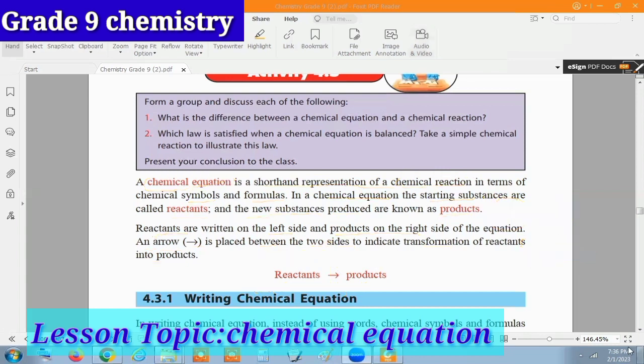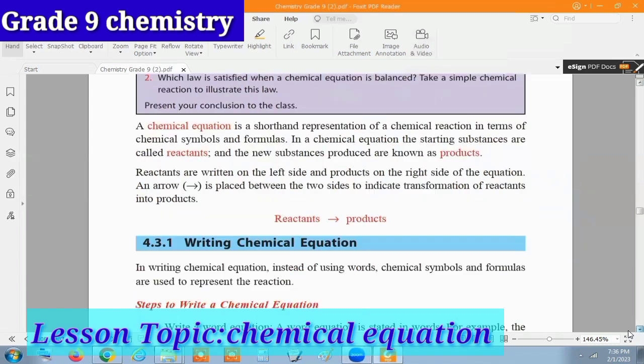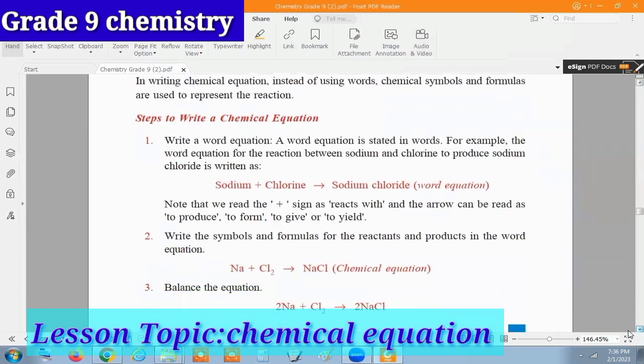Now let us see writing chemical equations.